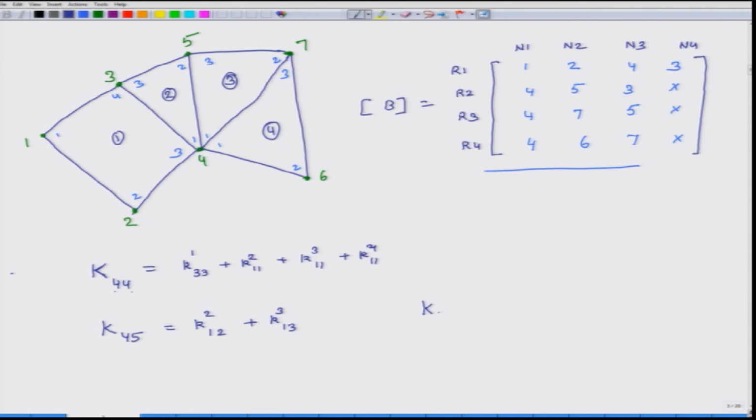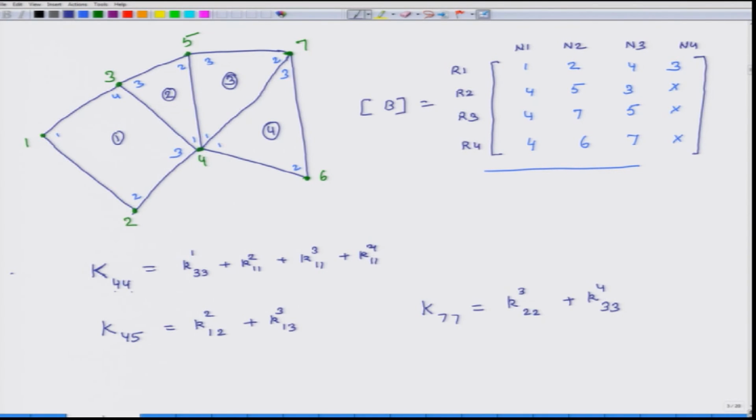K 7 7. This 7th node, global node, is being shared by 2 elements, element 3 and element 4, right. So, it will have a contribution from the third element plus a contribution from the fourth element. The contribution from the third element will be 2 2 and the contribution from the fourth element will be 3 3.